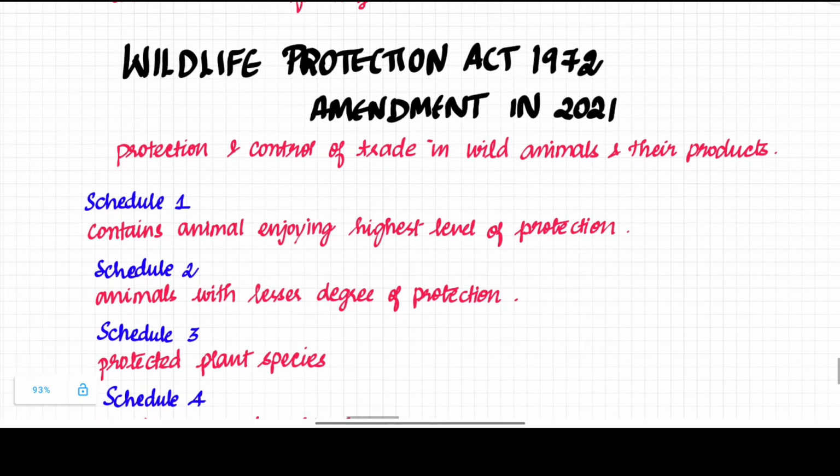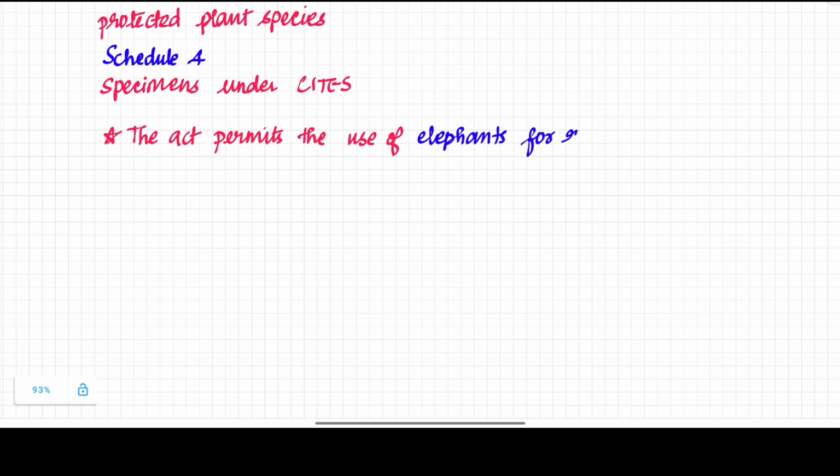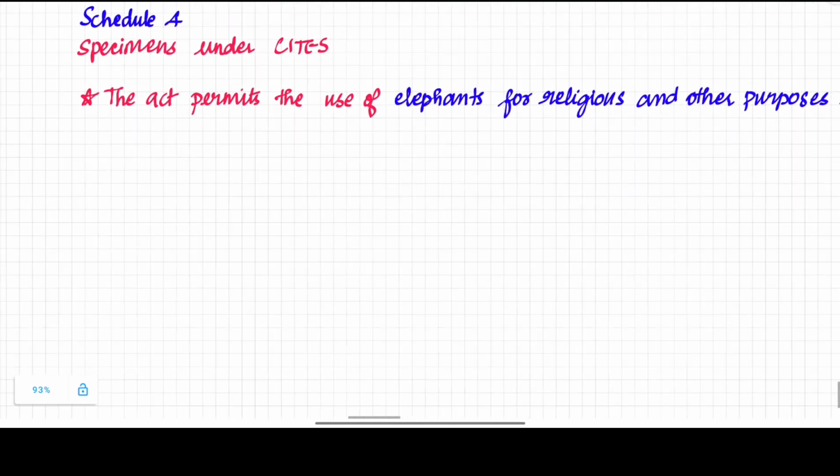Now, what are the important details related to the Act? The first thing we have to note down is that the Act permits the use of elephants. Elephants are used for religious and other purposes, and this is permitted in this Act.